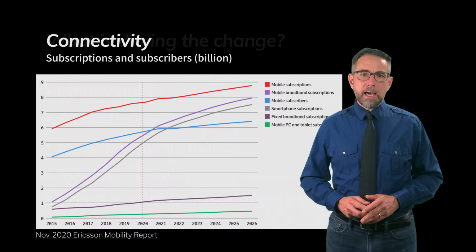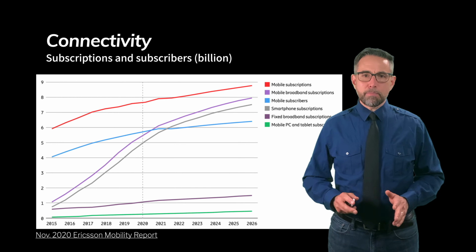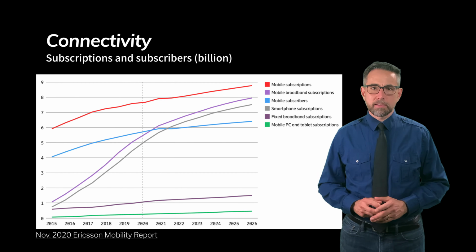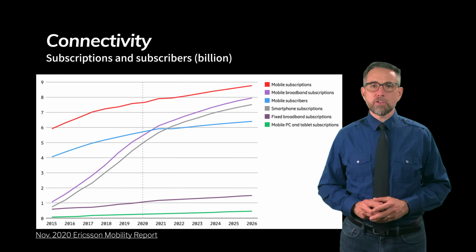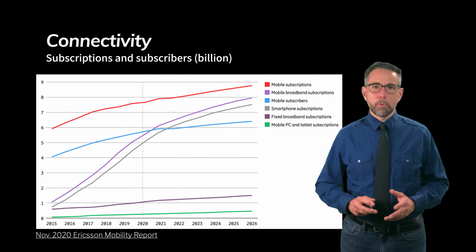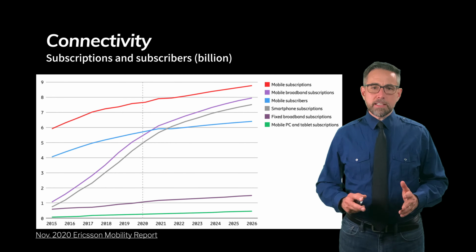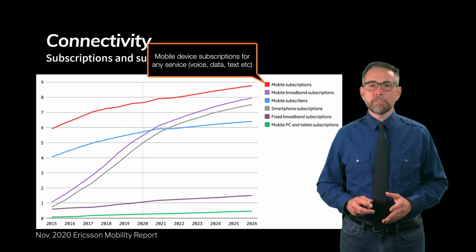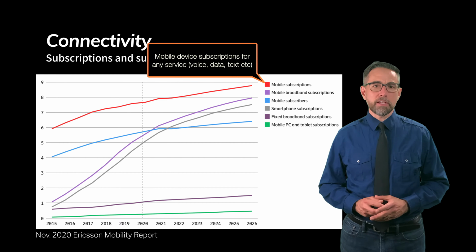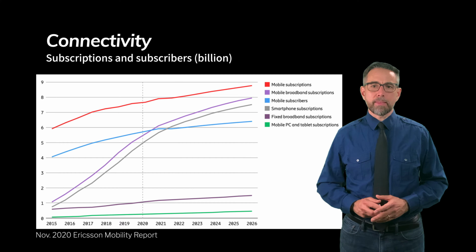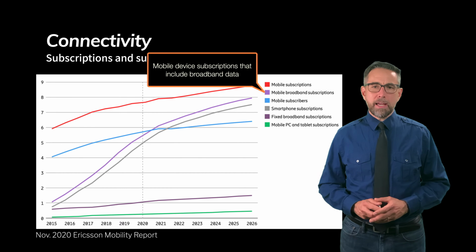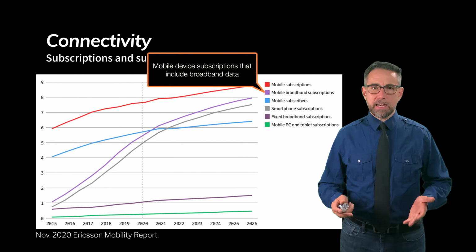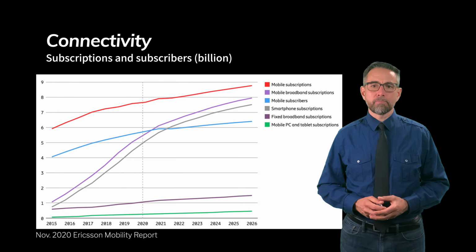It turns out that connectivity has just been growing by leaps and bounds over the last couple decades. Here is a report from Ericsson generated in November 2020, Ericsson, a mobile technology company. And you can see several different lines on the graph. The red one is mobile device subscriptions for any service. So any service: voice, data, text, etc. That's at the high point there. Then we've got mobile broadband subscriptions. So this is subscriptions that have high data as part of their subscription.